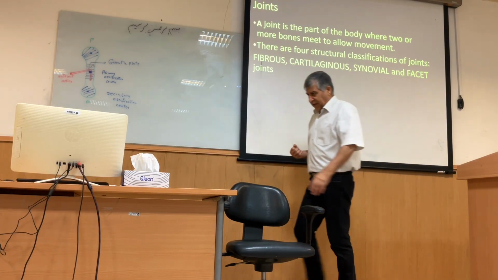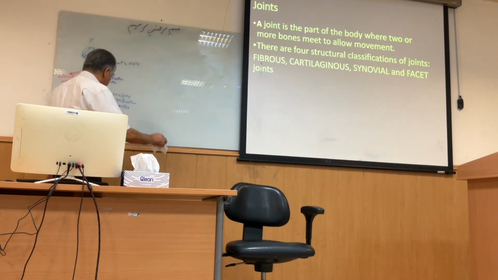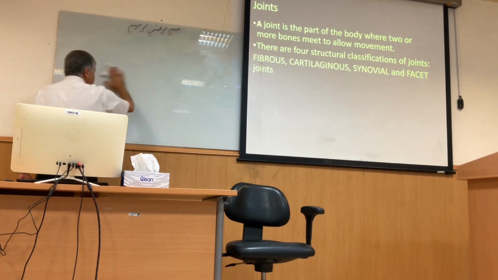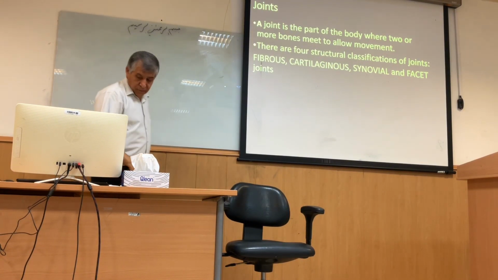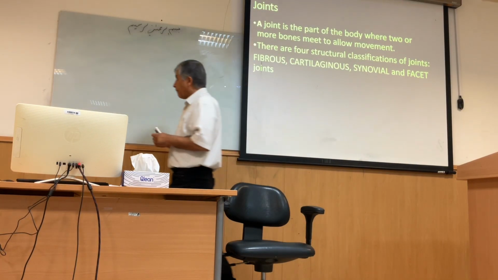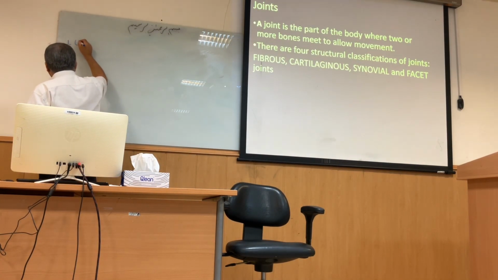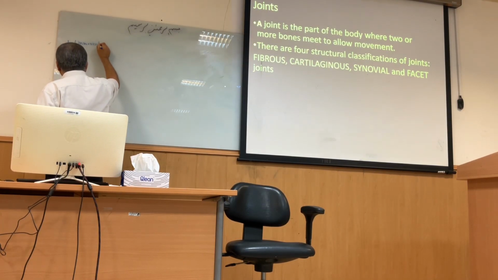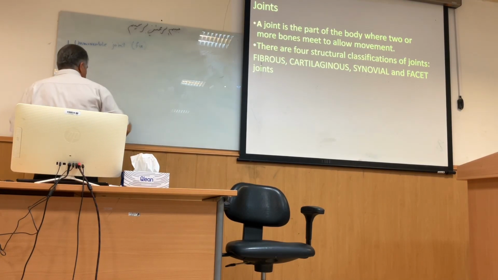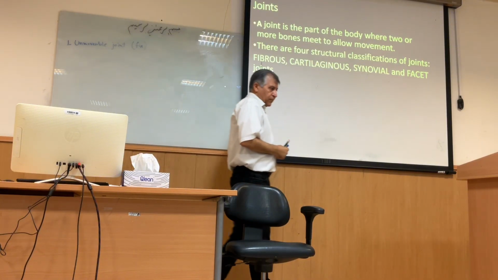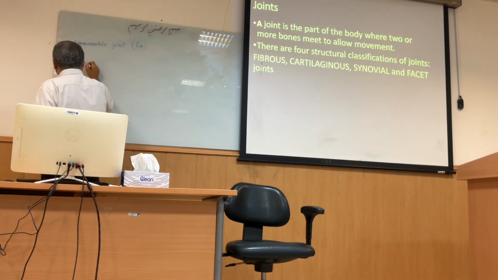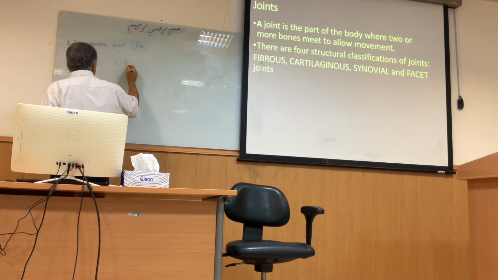Okay? There are two types of joints. One, unmovable joints or fixed joints. Okay? Two, movable joints or mobile joints.